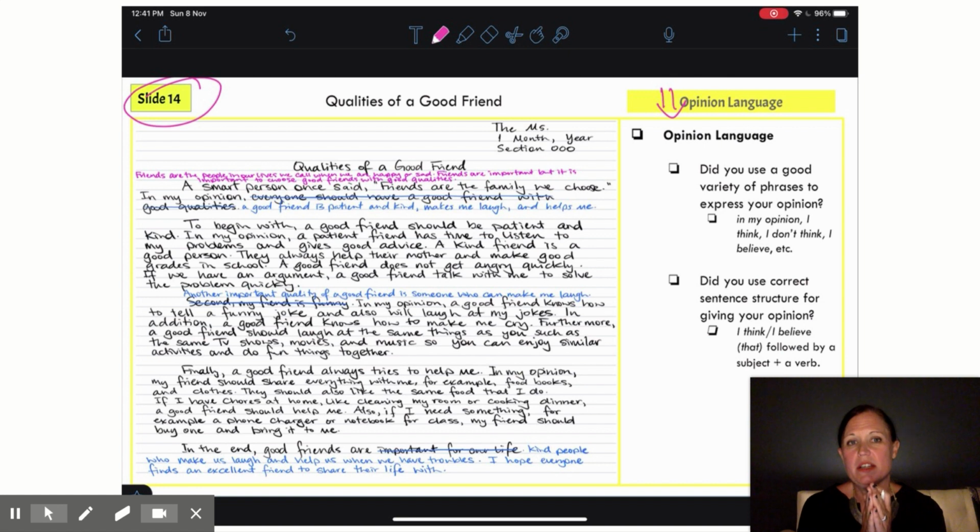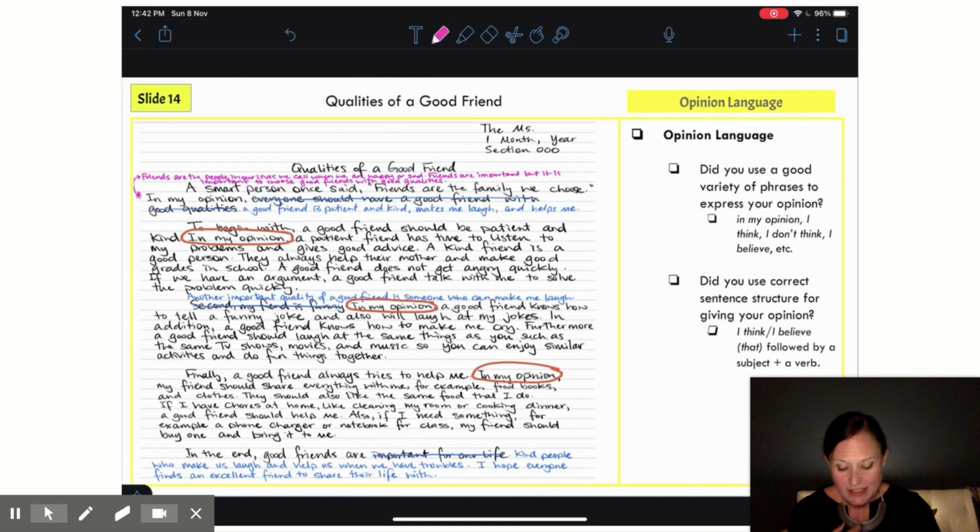So this is my opinion checklist. It's asking me, did I use a good variety of phrases to express my opinion? And did I use correct sentence structure for giving my opinion? So the first thing I want to do is go through and find those phrases for giving my opinion. Did I use them? Let's see. Yes. So I have, in my opinion, in my opinion, in my opinion.